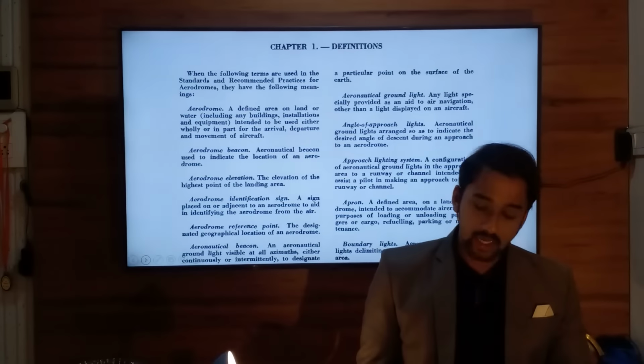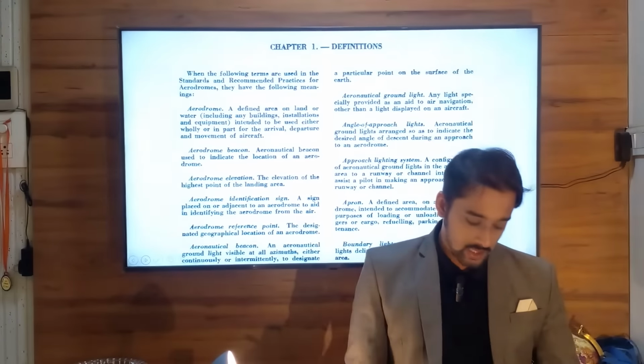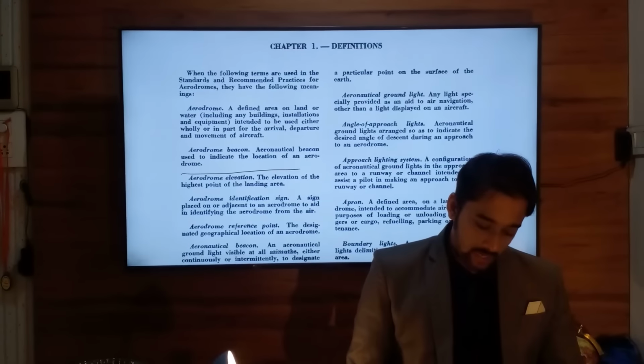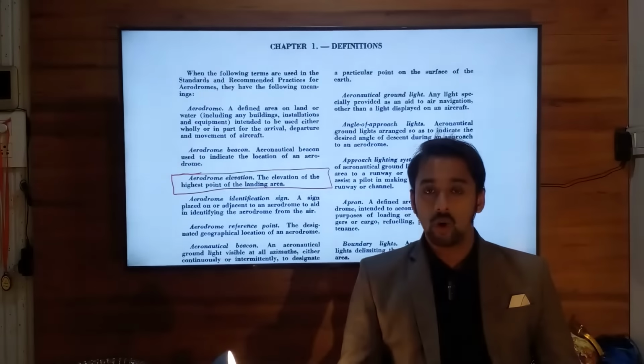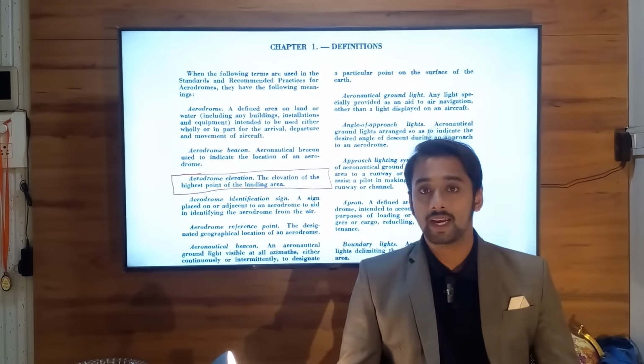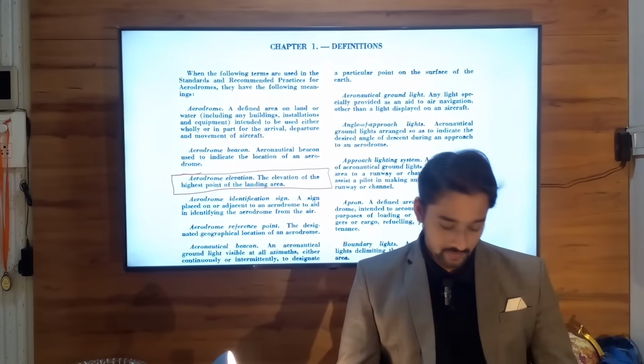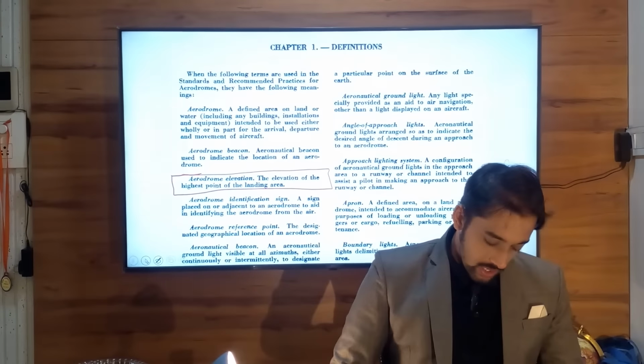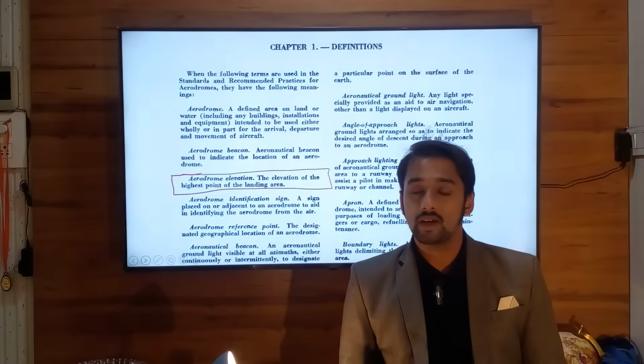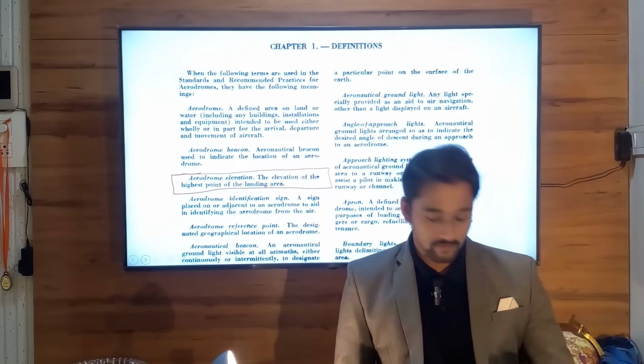Over here you can see in the ICAO glossary I have picked this picture. Aerodrome elevation definition is straightforward: the elevation of the highest point of the landing area. Remember it's landing area, not takeoff area. So remember the words. When it comes to definition, your words should be accurate and proper.